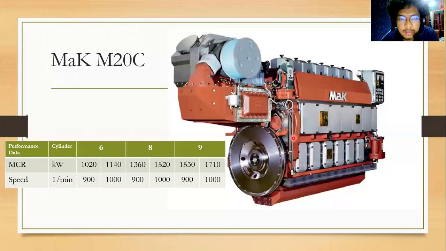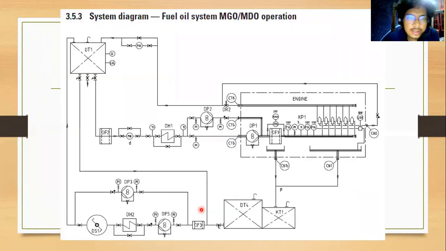So in this video, I want to explain about the fuel oil system for MAK M20C. This is the engine. The engine can be built with 6, 8, and 9 cylinders. This is the specification from the project guide. And this is the fuel oil system diagram from the project guide for MGO or MDO operation.